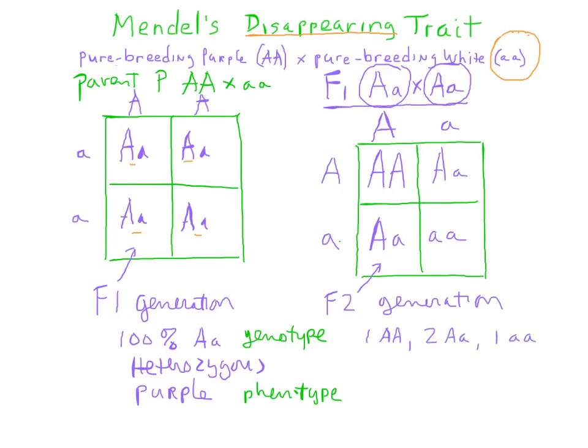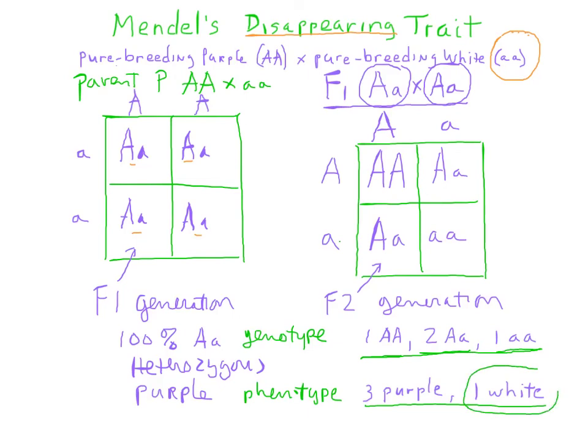The results show, as far as genotype, that we would have one big A big A, two big A little a, and one little a little a. That's one homozygous dominant, two heterozygous, and one homozygous recessive. And what does the Punnett square show in terms of phenotypes? Well, we have three purple individuals and one white individual. So the trait white did not disappear after all. It just was hidden among the dominant trait of the F1s.